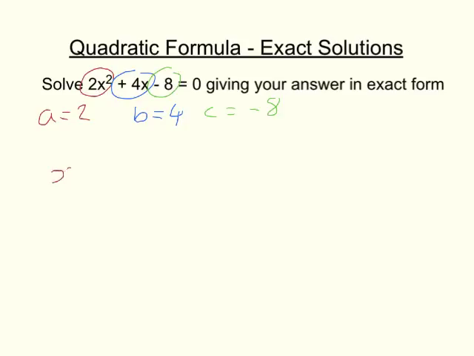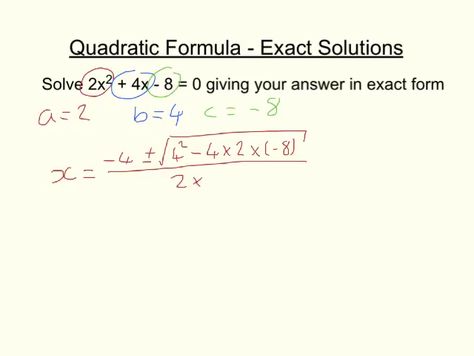So this time we get x is equal to minus b, so that's minus 4, plus or minus the square root of b squared, so that's 4 squared, minus 4 times a is 2, times c is minus 8, and that's all over 2 times a, 2 times 2. Simplifying that a little bit, we get minus 4 plus or minus the square root of 16, and 4 times 2 is 8, times 8 is 64, and because of the 2 minuses it's plus 64, all over 4.